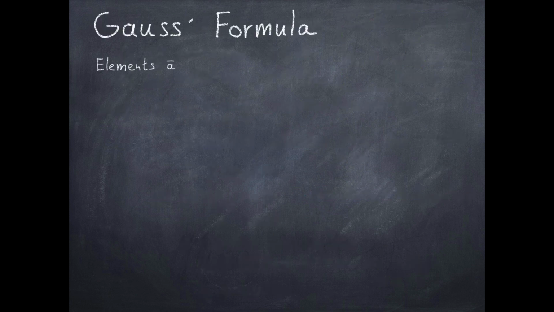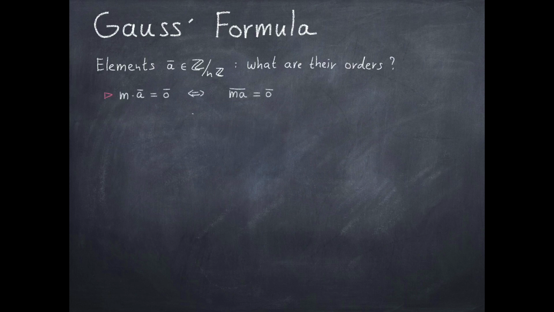Let's take a look at elements of Z mod nZ and compute their orders. Consider an element a bar in Z mod nZ. Remember that the operation in Z mod nZ is addition, so to find the order of element a bar, we need to find the smallest positive integer m, such that m times a bar is 0 bar. In other words, m a bar is 0 bar, or n divides ma.